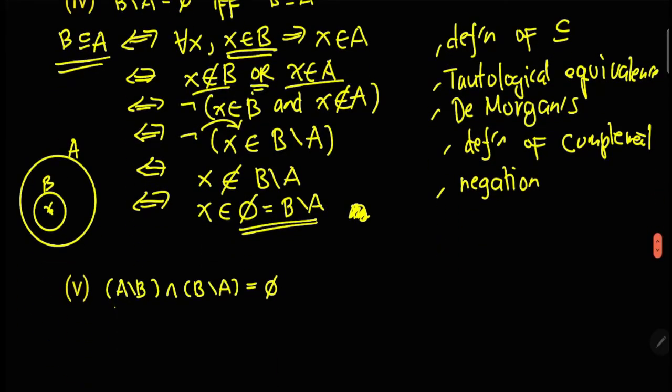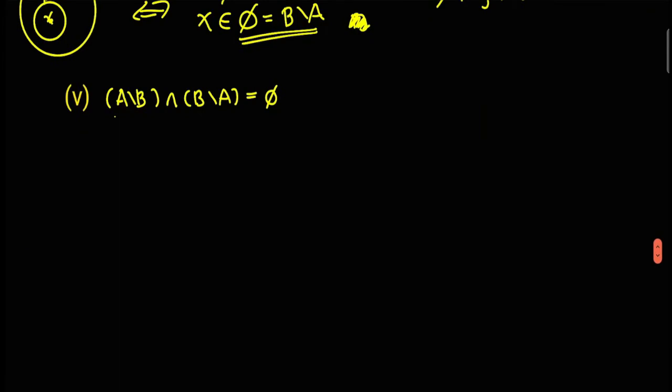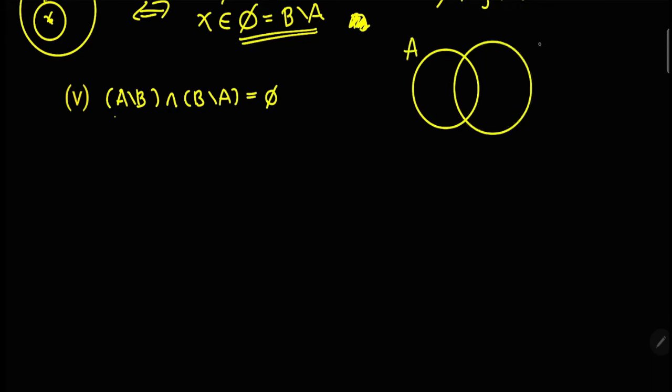Okay, let's have some more properties of the complement: A intersection B, intersection A is empty. Let's draw again sets A and B so that we can imagine what we mean by those sets. If this is A and this is B, then A except B is anything in A that is not in B. This is A except B. B except A is anything in B that is not in A, so this is the other side.